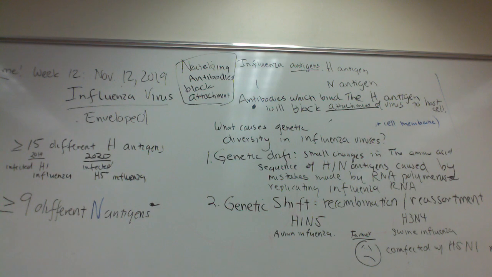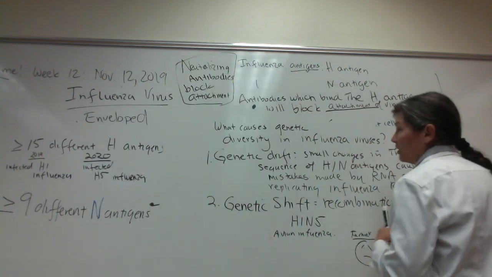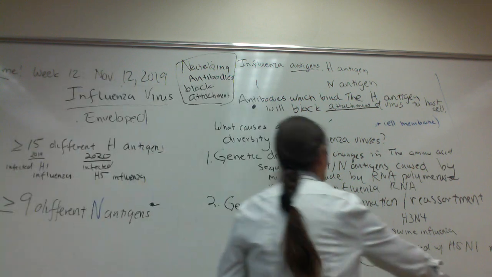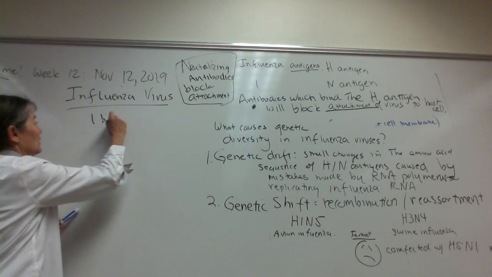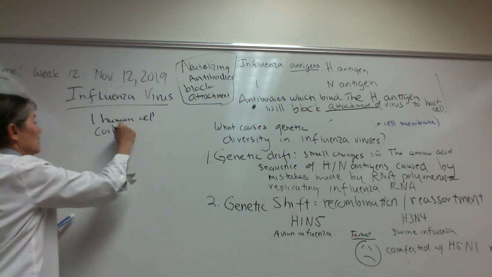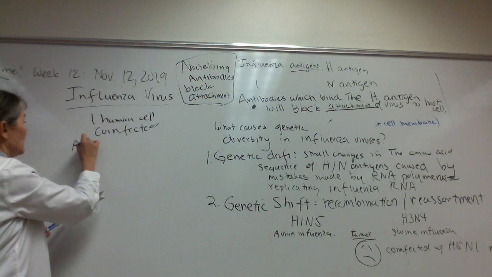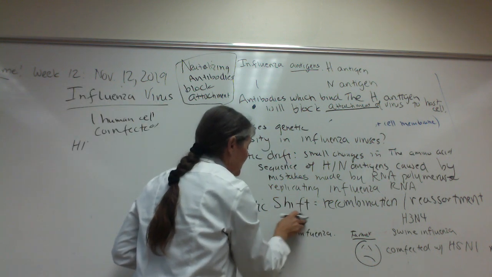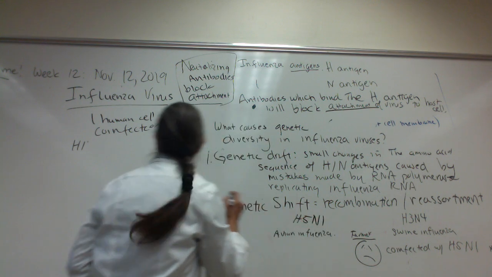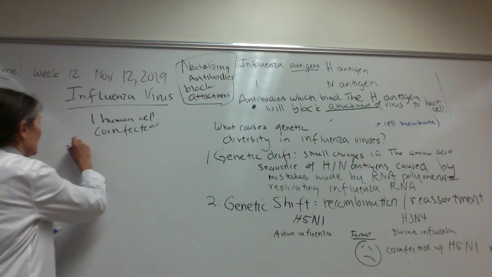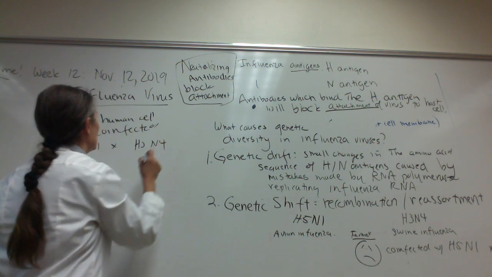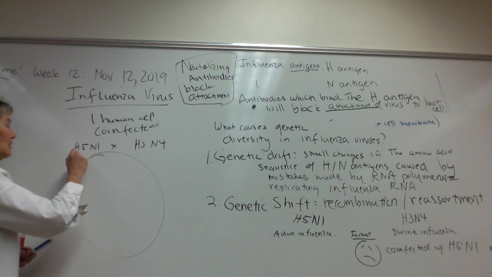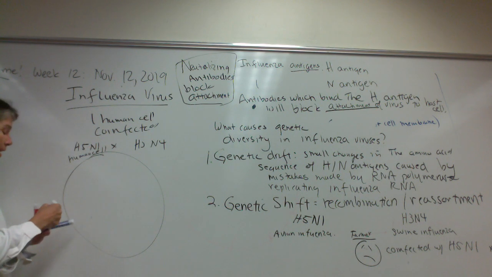So what's wild about this, you guys, is when the influenza virus is replicating, so let's say that one human cell is co-infected with the H1, I did that wrong, guys. Sorry, I'm getting too excited. The avian influenza, well, let's make it the really nasty one, the H5N1, H5N1 and our make-believe swine H3N4, okay? In that human cell, this is the human cell, right?